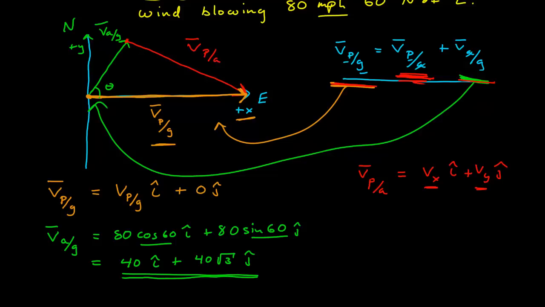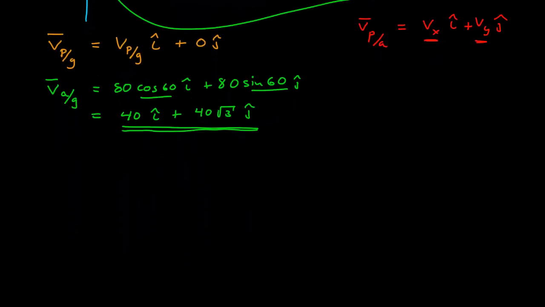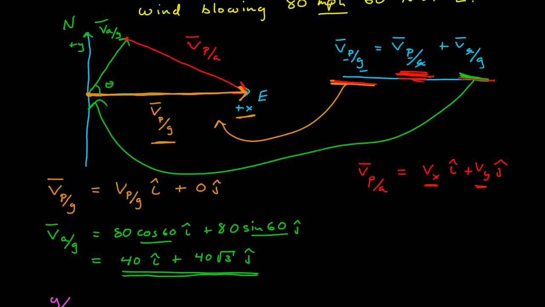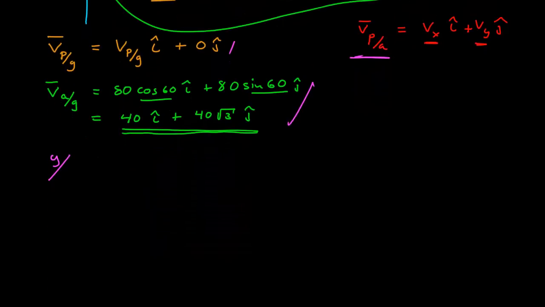Okay, so we know that the x components and the y components have to equal each other for these. So if we look in the y direction first, we know that the sum of the plane relative to the air plus the air relative to the ground must equal plane relative to the ground. So if we look in the y component, we have v sub y here plus 40 times the square root of 3 here must be equal to 0.